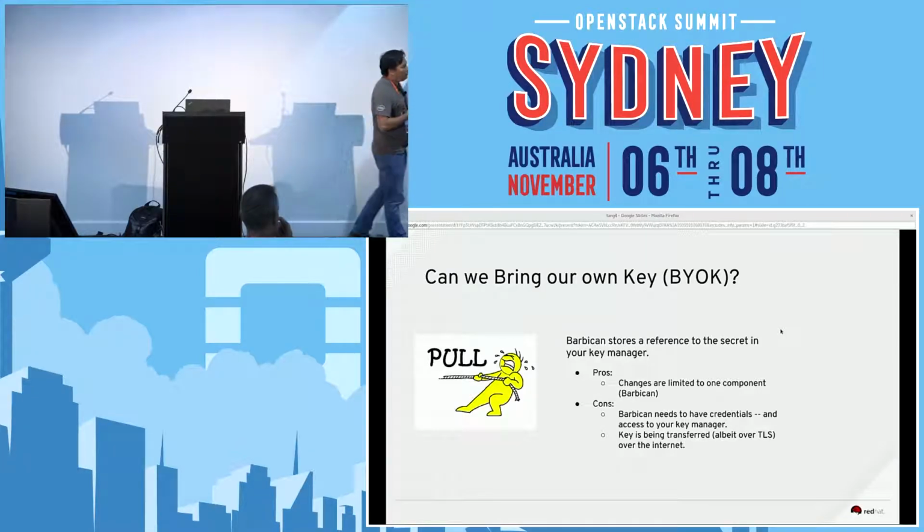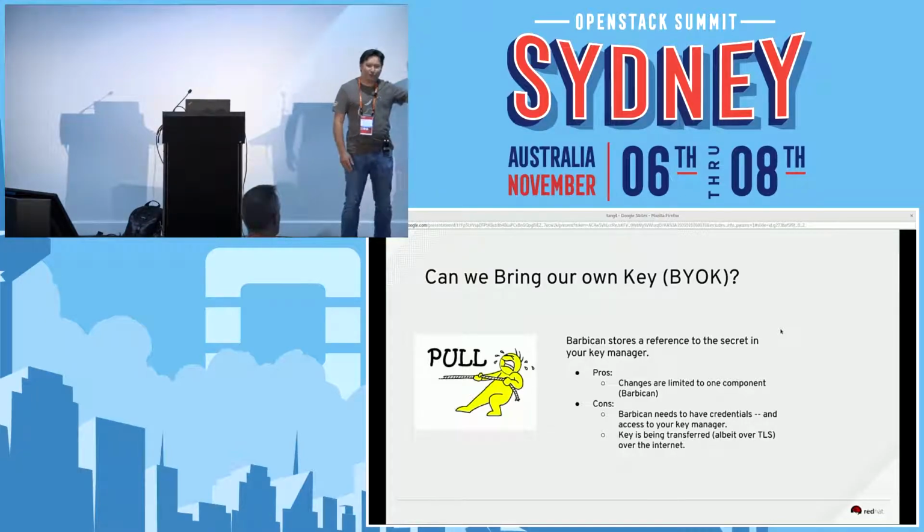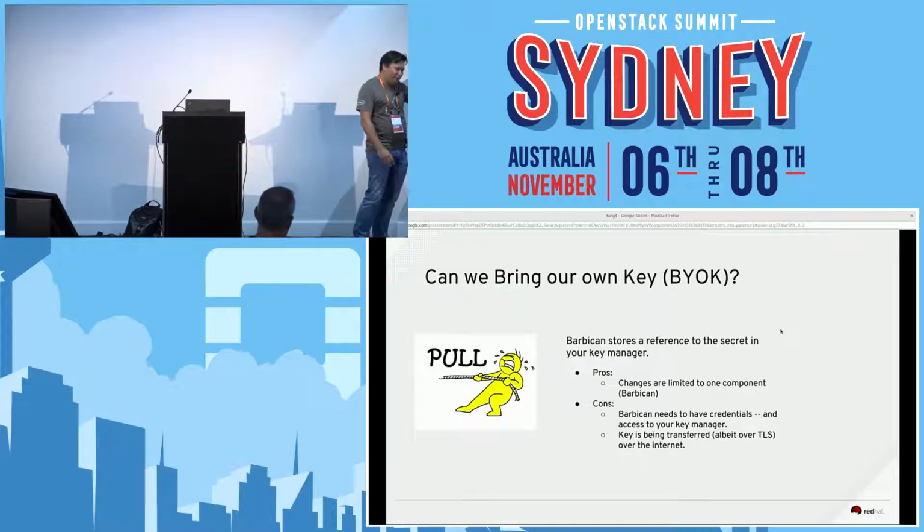In the pull model, you have a Barbican, and Barbican stores a reference to the secret in its back end, so it doesn't actually store the secret. The pro of this is that in order to make this happen, you only need to change one component, which is Barbican. You just need to enhance Barbican to go ahead and collect the key from your on-premise HSM. The disadvantage, though, is that Barbican then needs to have the credentials to go and get the key, and you need to be able to, again, set up TLS and the secure connection between your key manager and Barbican so it can retrieve the key. Okay.